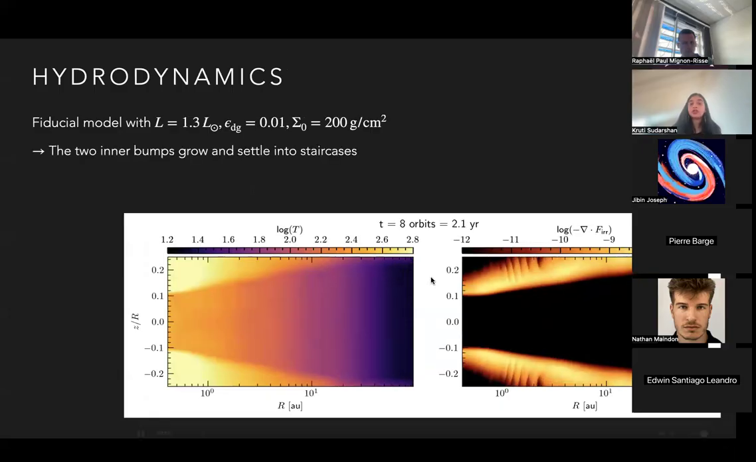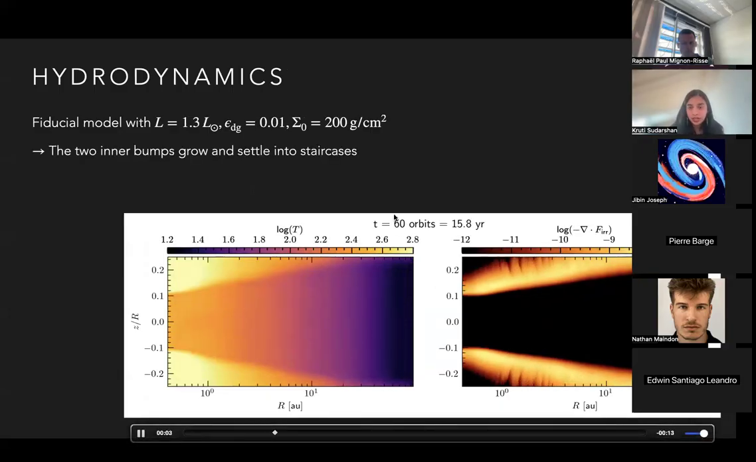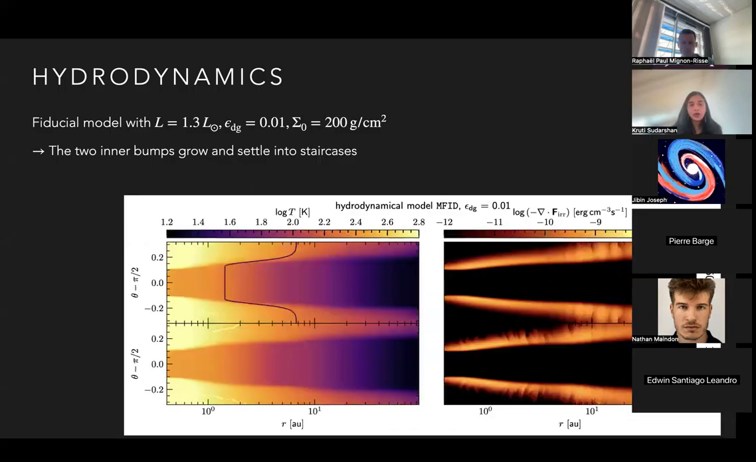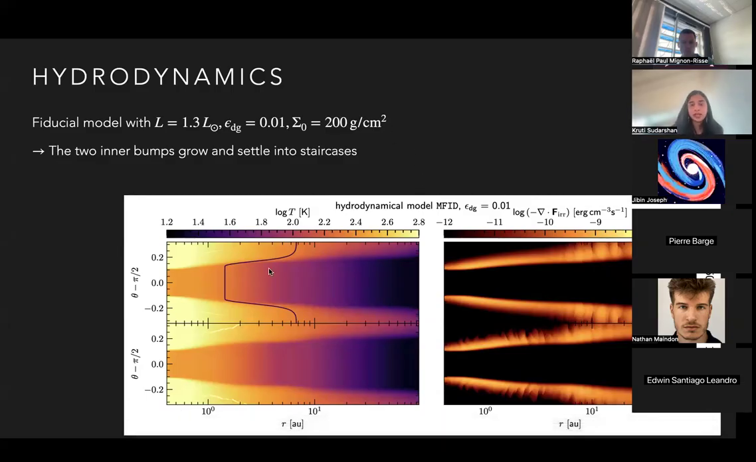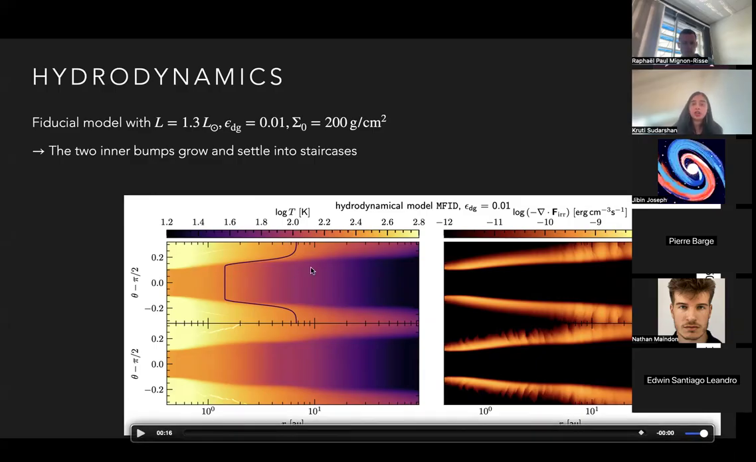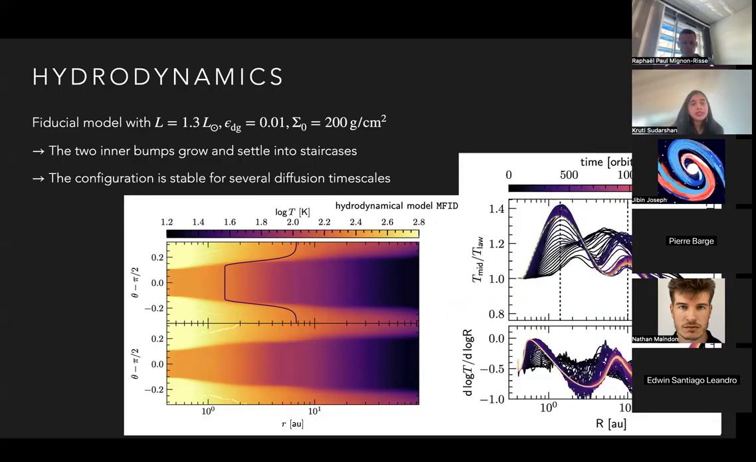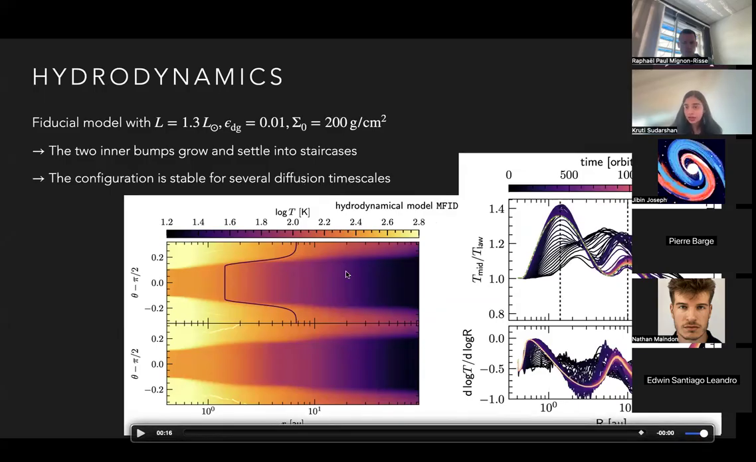Of course, we want to look at what happens when we switch on radiation hydrodynamics. What we see is that the inner bump grows. There's some changes between the staircases, but the inner bump grows. As a result, there's a second bump that forms behind that, also there for a very long time scale. I ran it for 510,000 orbits of the inner orbit at 0.5 AU, and we see that these are sufficiently long diffusion timescales, and we see these steady staircase-like structures forming and settling. This configuration, as I said, is stable for several timescales.